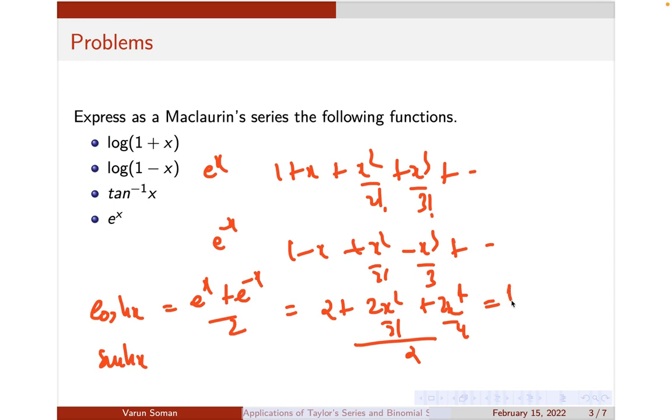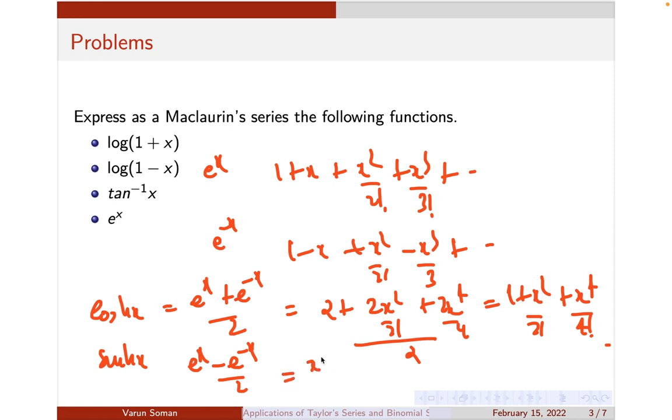So the expansion would simply be 1 plus x squared by 2 factorial plus x raised to 4 by 4 factorial plus etc. Similarly, you can look for sinh x also. The sinh x formula is e raised to x minus e raised to minus x by 2. Just subtract these two, you will be getting odd powers. So just try it out yourself.